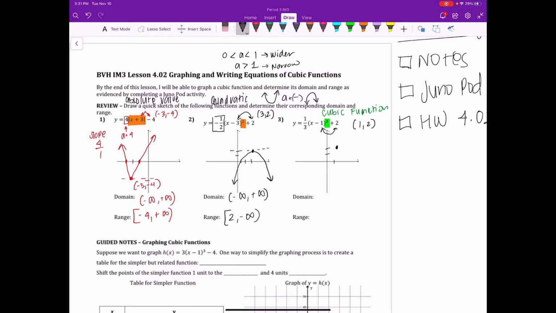And then I have a 1/3, and it's similar to this information up here. So because a is in between 0 and 1, it's going to be much wider. And remember that cubic functions look like this. Let me erase that. They look like this. So because it's 1/3, it's going to be a little wider, but it'll look something like that. So I'm just going to make it wider.